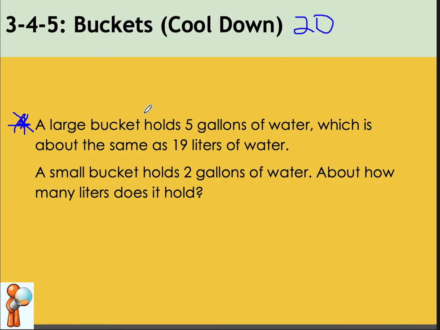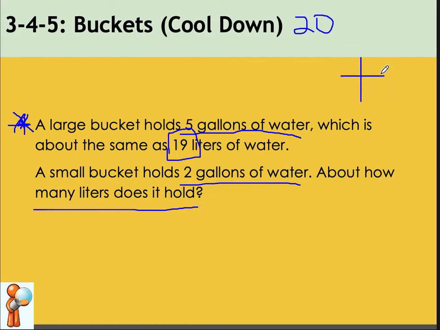So a large bucket holds 5 gallons of water, which is about the same as 19 liters of water. So again, you can make that ratio of 5 gallons to 19 liters. A small bucket holds 2 gallons of water. About how many liters does it hold? So remember that chart that we made earlier? You can make a T-chart. You can also make a double number line if you're comfortable using double number lines.